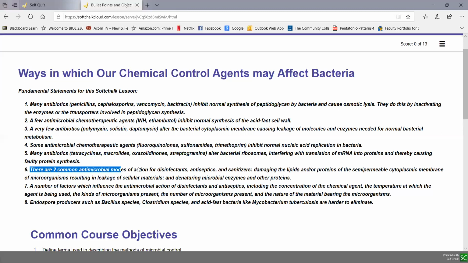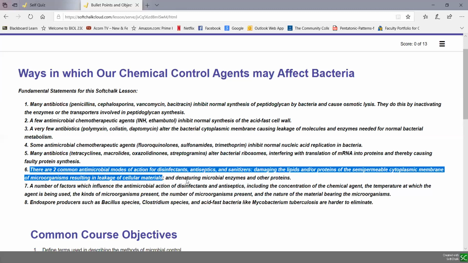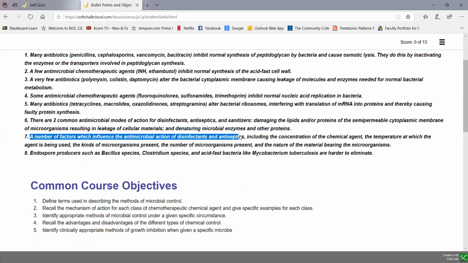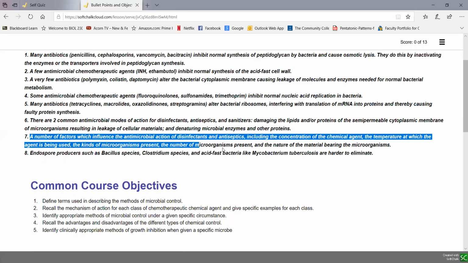There are two common antimicrobial modes of action for disinfectants, antiseptics, and sanitizers: those that damage lipids or proteins of the cytoplasmic membrane, resulting in leakage of cellular contents, and those that denature microbial enzymes and other proteins. There are a number of factors that influence the antimicrobial action of disinfectants and antiseptics, including the concentration of the chemical agent, the temperature at which it's being used, the kinds of microorganisms present, the number of microorganisms present, and the nature of the material bearing the microorganism. All of those influence the action of disinfectants and antiseptics.